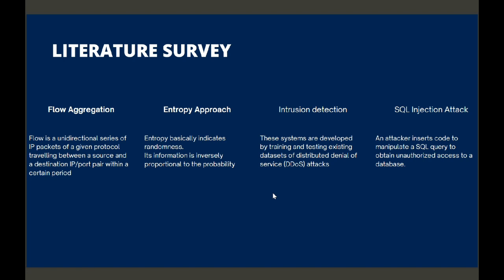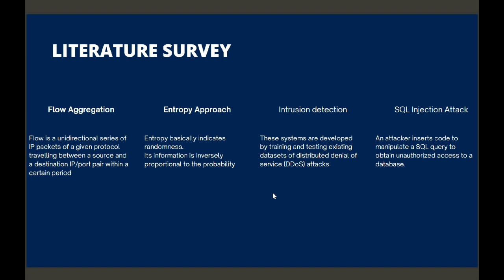What we got to know is flow aggregation. Flow is a unidirectional series of IP packets of a given protocol traveling between a source and a destination IP or port pair within a certain period.